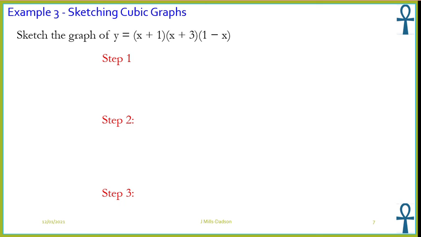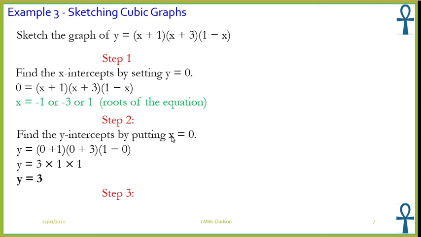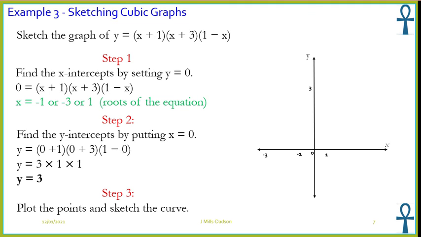Here, set y equals 0. You get your values for the roots of the equation. So we have negative 1, negative 3, and 1. It's 1 here because 1 minus x equals 0, so x has to be positive 1. Set x equals 0. So you're going to have 1 times 3 is 3, 3 times 1 is 3. So it's a positive intercept. Let's plot the points: negative 1, negative 3, and 1.